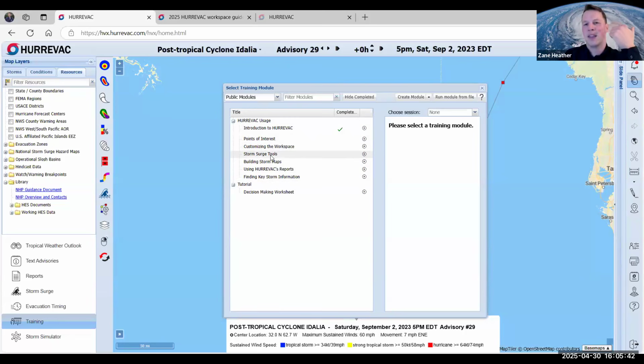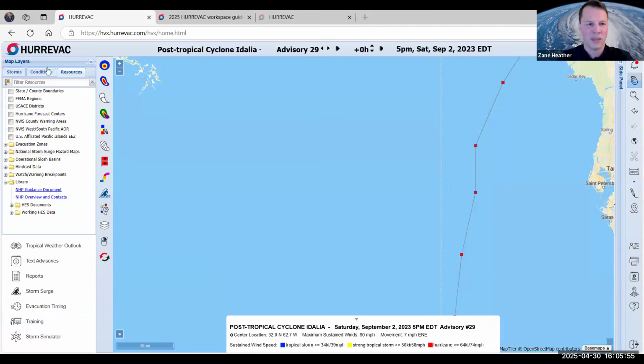You've got the videos, you've got the static documents such as the overview and the workspace overview. These are in-app modules that will zoom you around the app and identify different ways to familiarize yourself and functionalities within HRVAC. So highly recommend you start there.